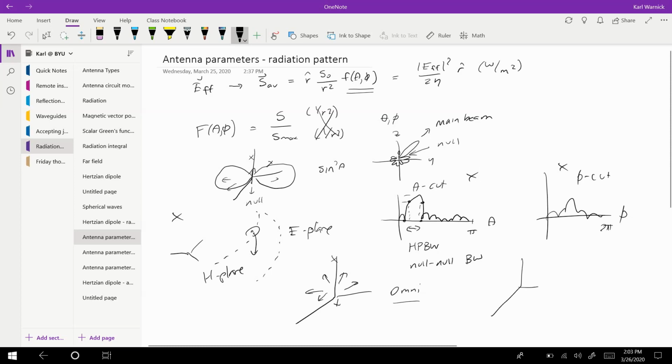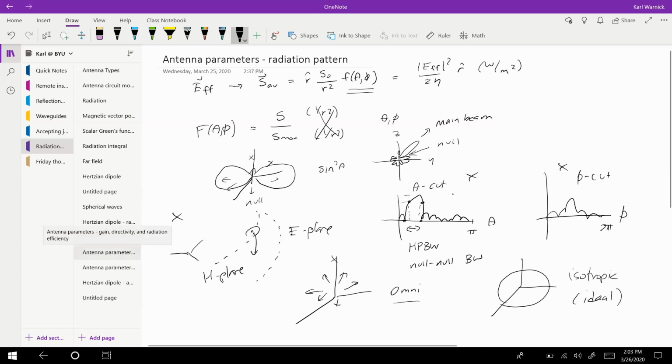Now there's another pattern which is entirely idealized. No antenna has this radiation pattern, but it's important as a reference, as we'll see in just a minute, and that's the isotropic antenna. And this is ideal. It doesn't exist, but it's an idealized reference. So there's some terminology for radiation patterns.